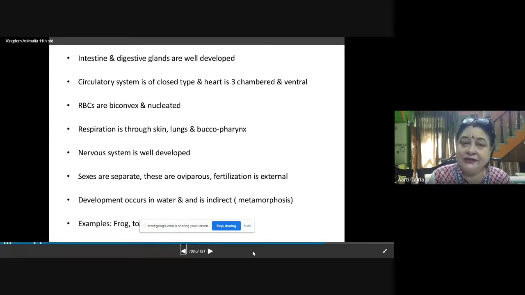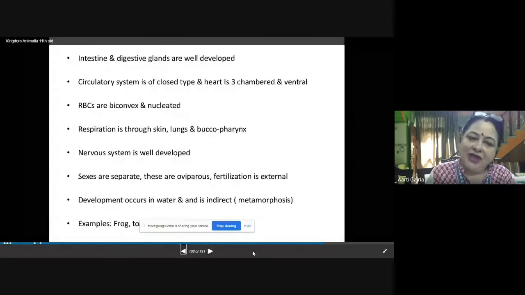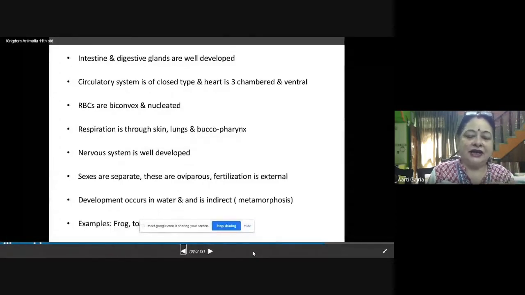Sexes are separate. These are oviparous. Oviparous means they lay eggs. So when they lay eggs, the fusion of male and female gamete is taking place outside the body. That's why the fertilization is external. Development occurs in water and is indirect. Indirect means from the egg, immediately the basic structure of the adult form is not developed. There are intermediary stages which are present, and then they get converted into the basic structure of the adult. So that is called indirect development.